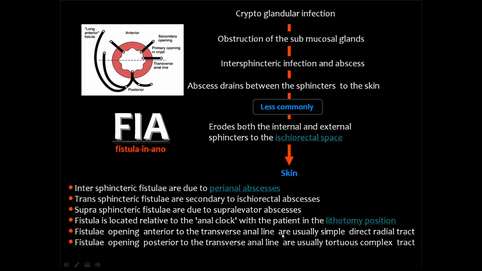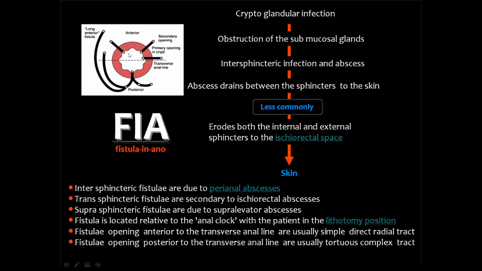Then, in order to write a radiology report or MR report, you should locate the site of the internal opening within the anal canal using what's known as the anal clock, and I will show it to you. And you see, this is the anal canal, and there is a rule which says that if you draw a horizontal line like this, then any fistula tract occurs anterior to this line.